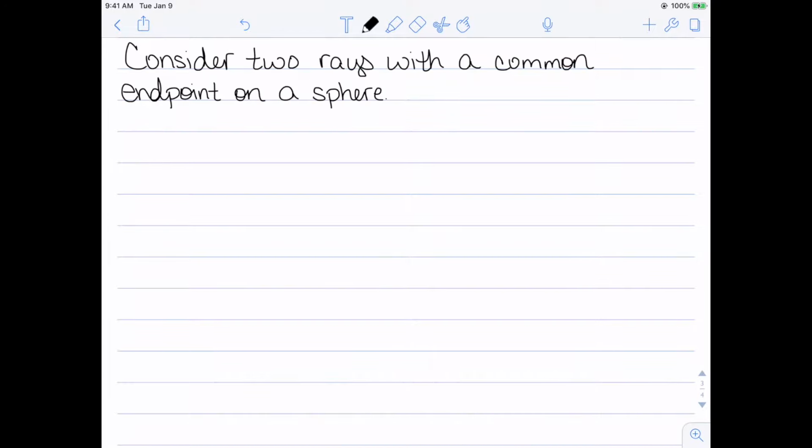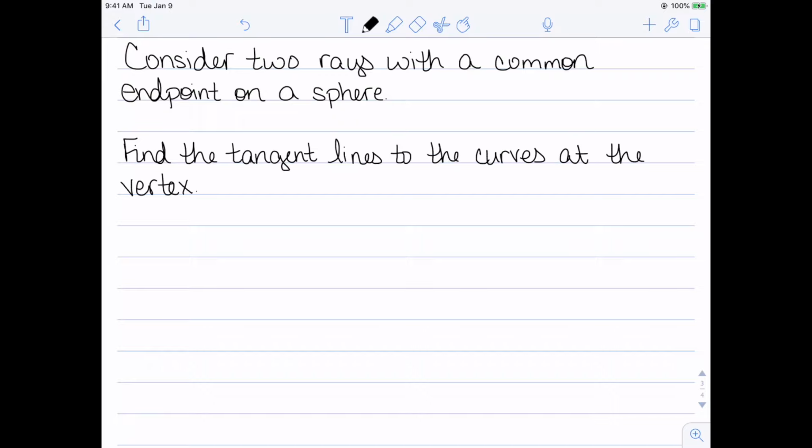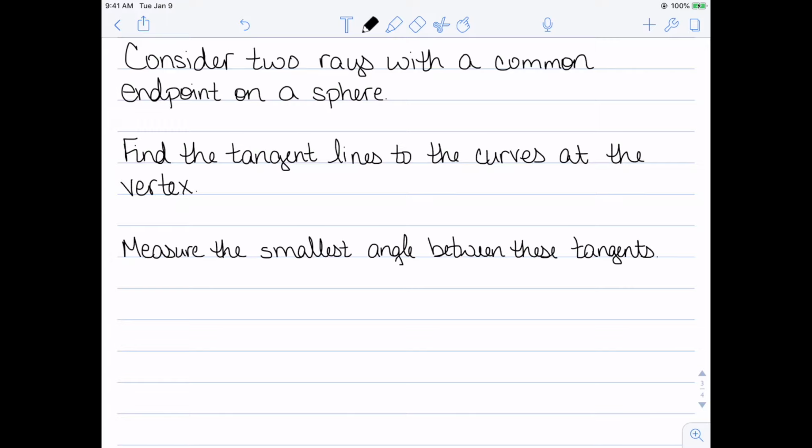The next thing I'm going to talk about before I define plane separation is the idea of angles in spherical space. So we did define angles in the last video and we talked about their measurement, but how do we actually measure angles on a sphere? So let's consider two rays that have a common endpoint on a sphere. So we actually do have a spherical angle. We're then going to find the tangent lines to these curves at the vertex. We then take the measure of the smallest angle between these tangents.